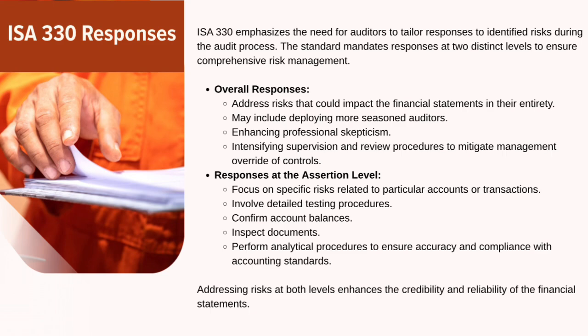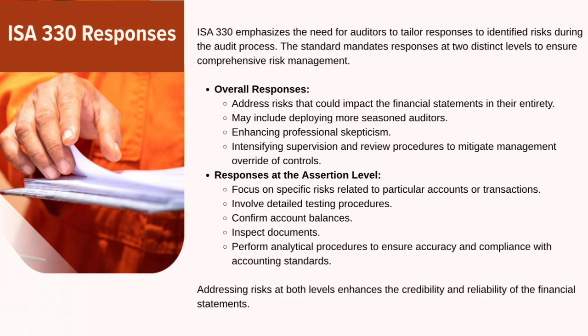ISO 330 requires us to develop responses at two different levels, just like we assessed risks. First, overall responses. These are actions we take to address risks that affect the financial statements as a whole. For example, if we identified a high risk of management override of controls, our overall response might be to assign more experienced auditors to the engagement or to increase the level of professional skepticism throughout the audit.